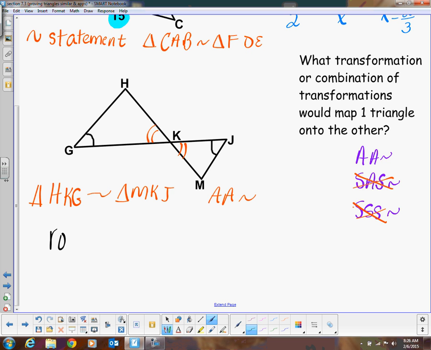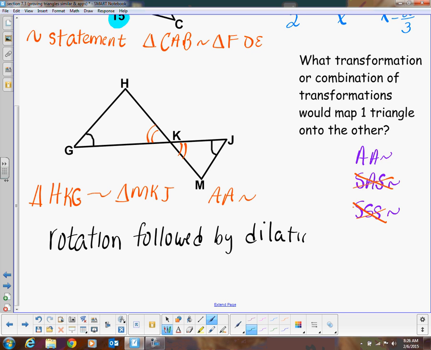A rotation, is that it? Followed by a dilation. Okay, do you think the EOC is going to be concerned about that, you're understanding that? So what's happening is we're bringing in our transformation unit into our what? Similarity unit, all right? And dilations produce similar figures. So that's where that key, that connection is, if you want to put the pieces of the puzzle together.